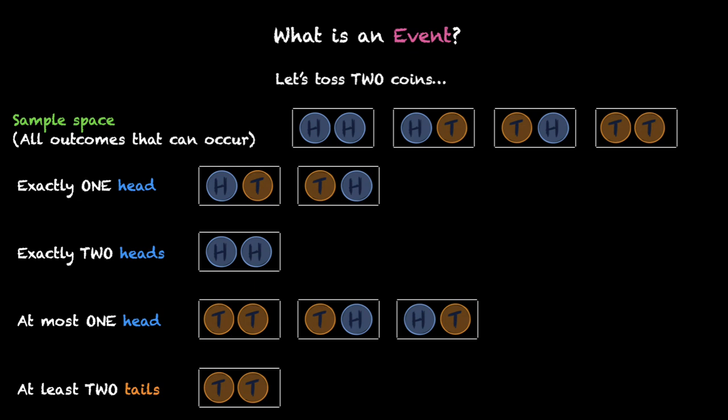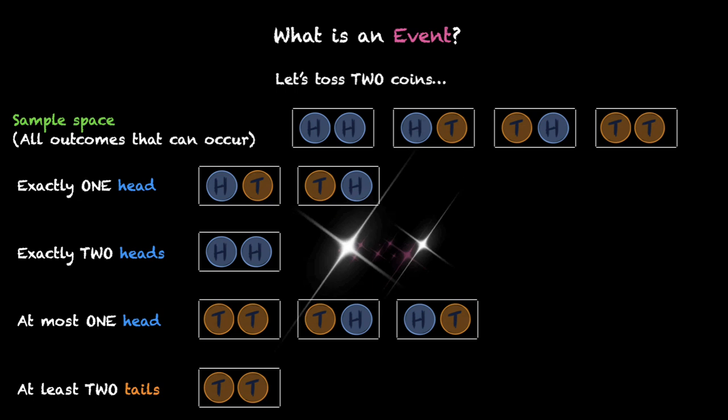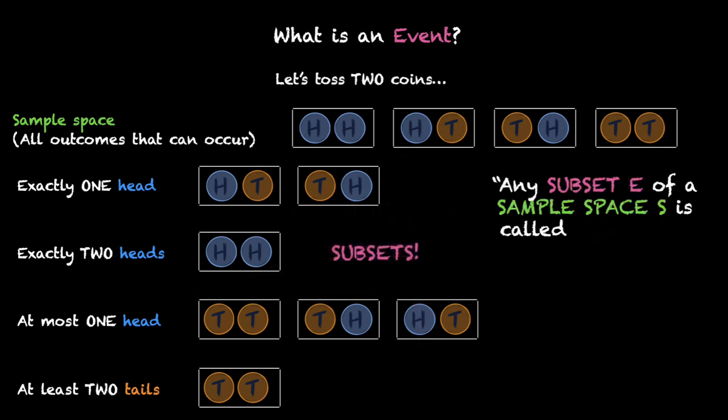Now think about it. What did we do here? We made smaller groups of the outcomes from the sample space. In math world, we call them subsets. So to define what an event is, we can say that any subset E of a sample space S is called an event. All four of these are called events, and we can have many more of them.